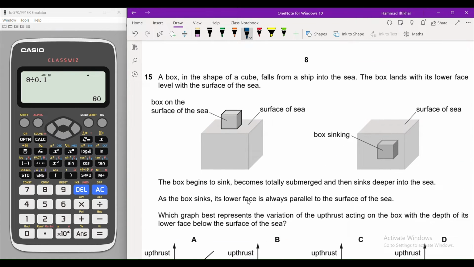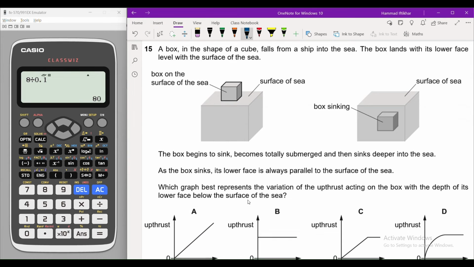15. A box in the shape of a cube falls from a ship into the sea. The box lands with its lower face level with the surface of the sea. The box begins to sink and becomes totally submerged and then sinks deeper into the sea. As the box sinks, the lower face is always parallel to the surface of the sea. Which graph best represents the variation of upthrust acting on the box with its depth of its lower face below the surface of the sea?